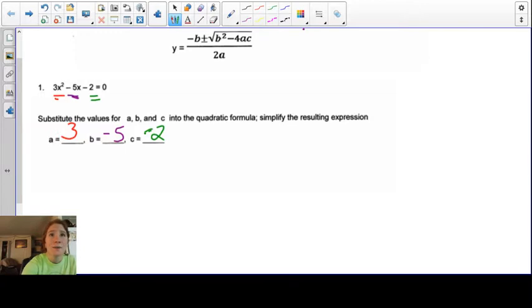plugging in the top part. Because it's a fraction, we always start with the numerator. This is -b, which means it's the opposite of the b. My b is -5, so I'm going to write 5. Next comes the plus minus part, so I write the plus minus. Then I have the square root of this giant thing.